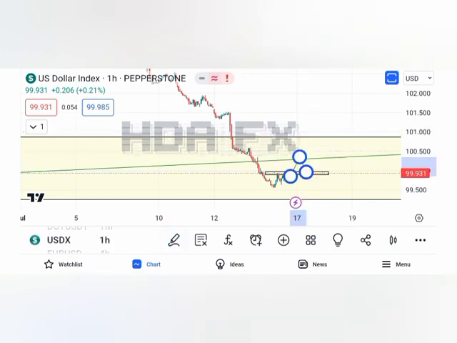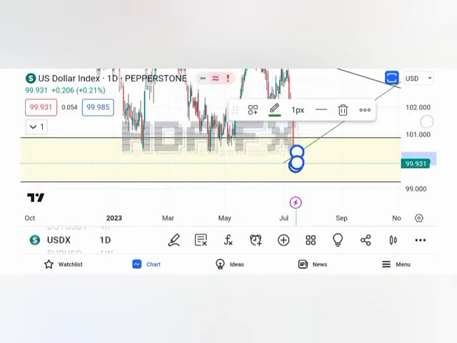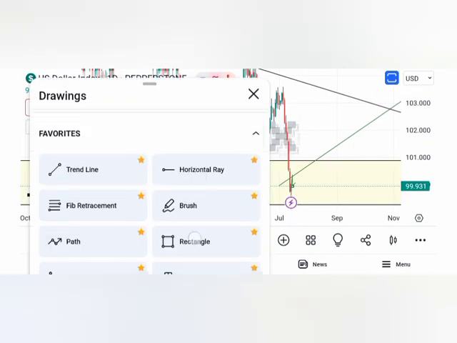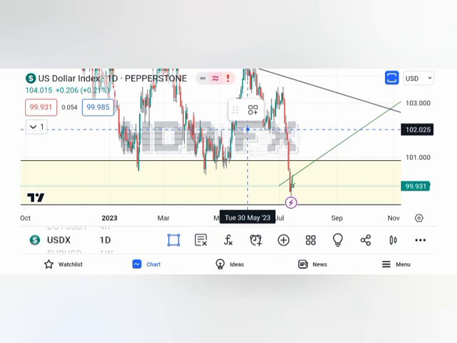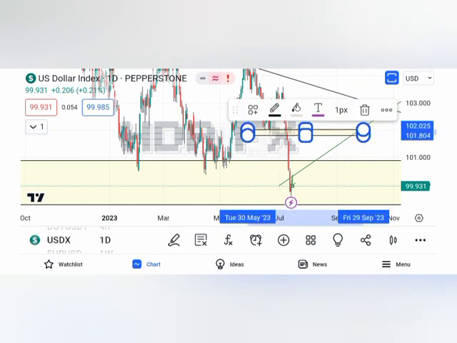Then we buy to any point. So my target for this week on the dollar index will be at this key level here. So I want to see price push up to this level. So this is my analysis on DXY.